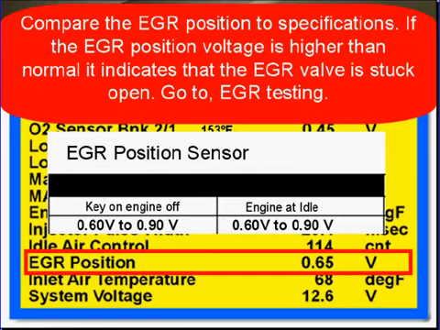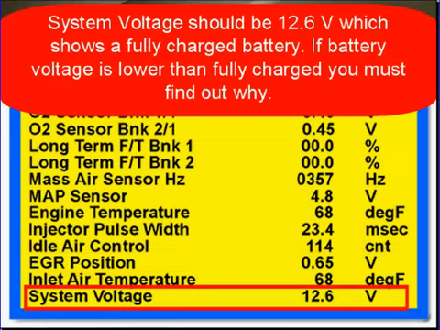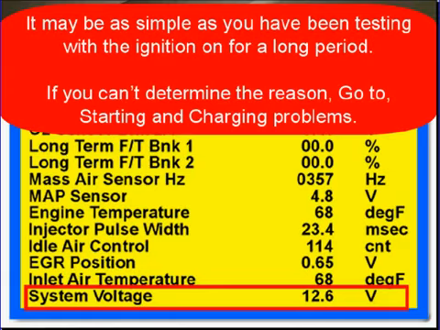Compare the EGR position to specifications. If the EGR position voltage is higher than normal, it indicates that the EGR valve is stuck open. Go to EGR testing. System voltage should be 12.6 volts, which shows a fully charged battery. If battery voltage is lower than fully charged, you must find out why. It may be as simple as you've been testing this vehicle with the ignition on for a long period. If you cannot determine the reason, go to Starting and Charging Problems.